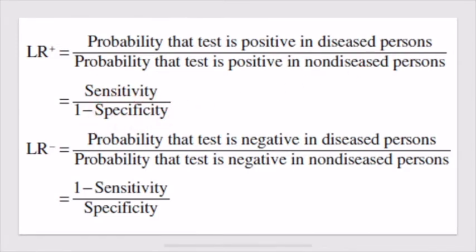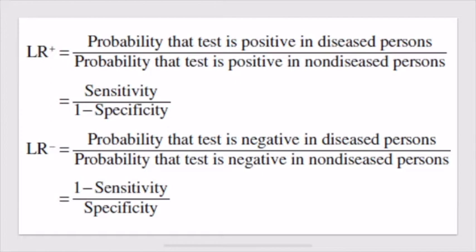1 minus the specificity: specificity is the true negatives out of all the negatives. So 1 minus that is the test being positive out of all the negative people, okay? Or all the people without a disease. Sorry, I don't want to get you guys more confused because my language is confusing.